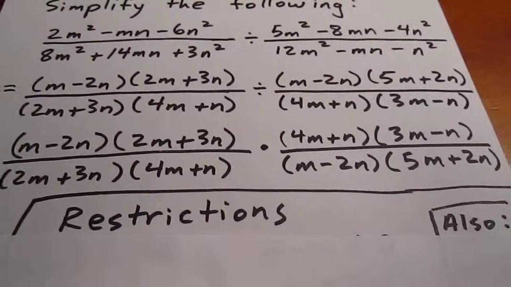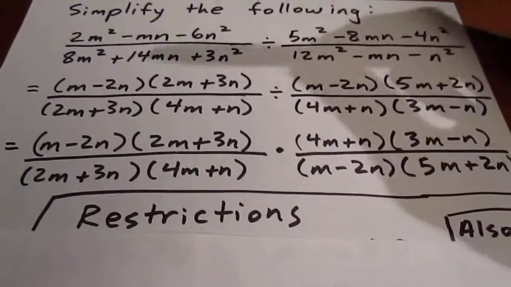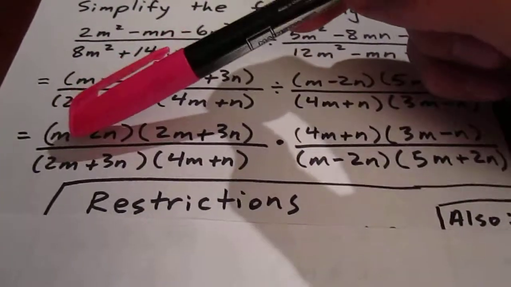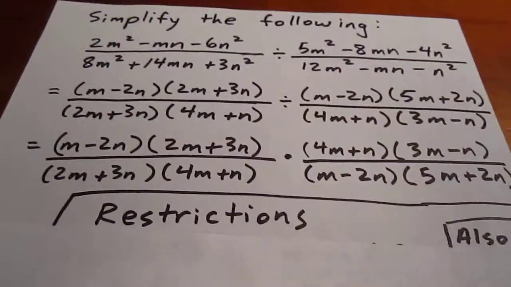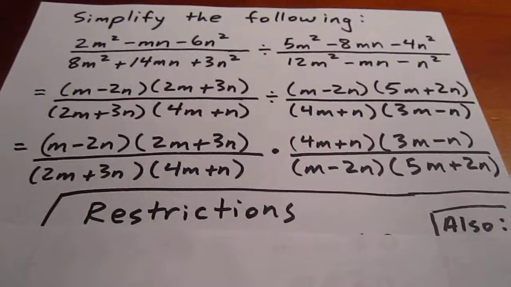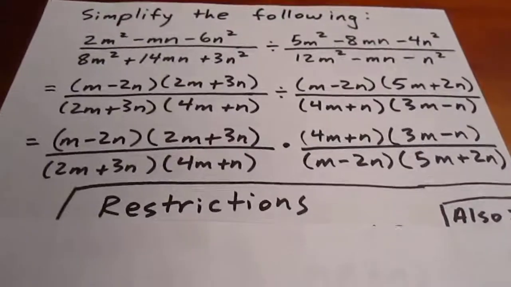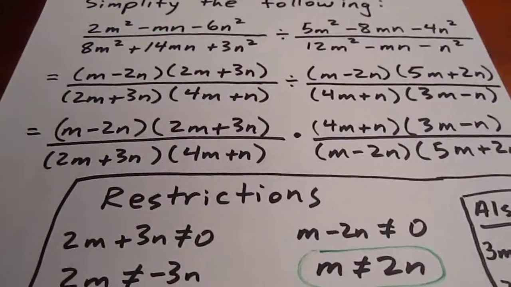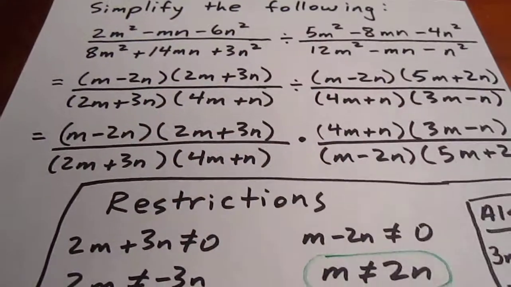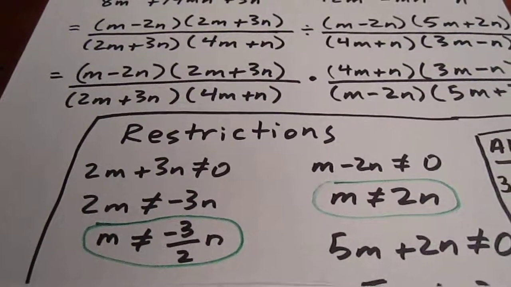And we now go to work on determining our restrictions. We're going to, in this case, choose to isolate the m term when stating each restriction. We could also isolate the n term. So we go through our steps. Our restrictions are that 2m plus 3n cannot equal 0. Isolating m leads to m not equaling negative 3/2 n.